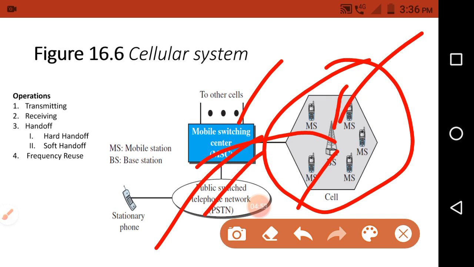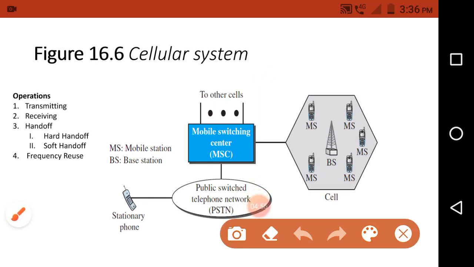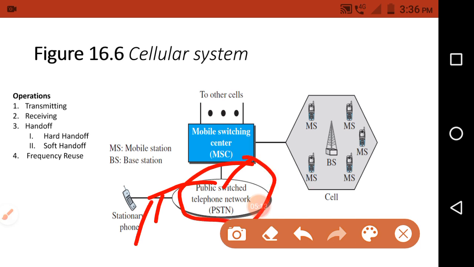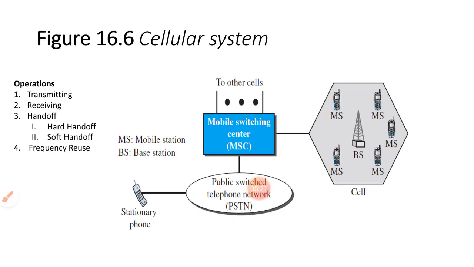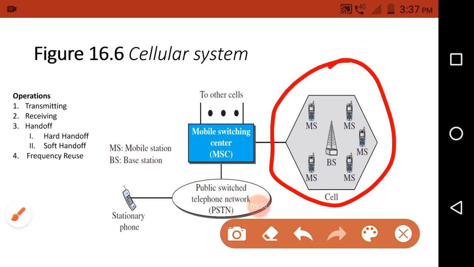Here the stationary phone is nothing but a landline. That landline is directly connected to the telephone office or the public switched telephone network. By using this public switched telephone network, the landline connects to other mobile devices or other stationary devices. The size of a cell depends on the population of that particular area.